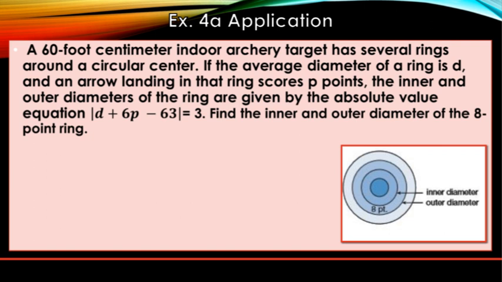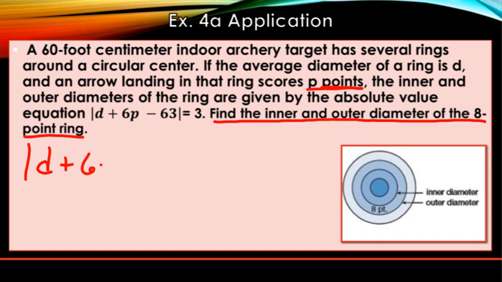The first step is we need to put down the number that p represents. In the problem they said p is the number of points, and the question is telling us to find the inner and outer diameter of the 8-point ring. So for p, in my absolute value equation, I don't know what d is because I have to find the diameter. I put d plus 6 times 8, because they said the 8-point ring, minus 63. This has to equal 3.